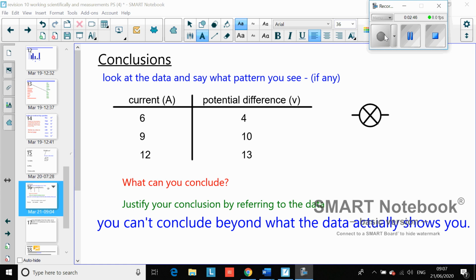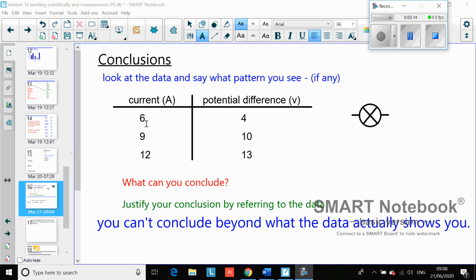Okay, welcome back, everyone. So the obvious conclusion is simple. A higher current through the bulb gives a higher potential difference across the bulb. As you can see, as the current is going up, the voltage is also going up. So a higher current gives you a higher voltage. However, this relates to bulbs. You've got to be really careful that your conclusion matches the data and does not go any further.